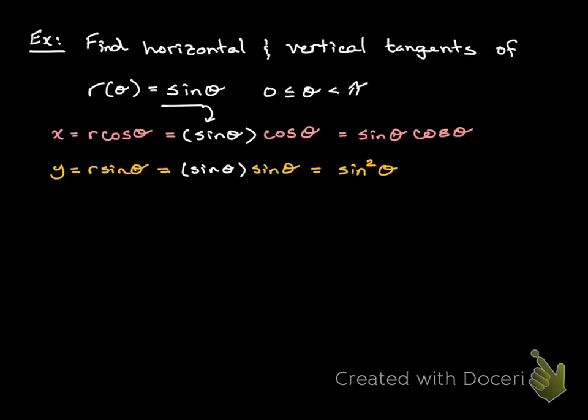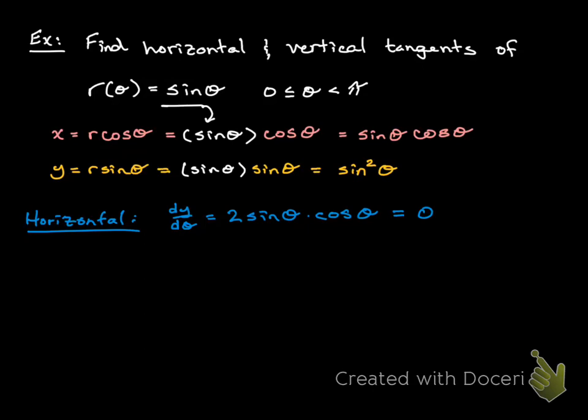Okay, so I'm going to look for horizontal and vertical tangents. Again, horizontal tangents we see when dy/dθ is 0. And I'm just going to go right ahead and take that derivative. So I have y as a function of theta, right? y equals sine squared of theta. So its derivative should be, I bring the 2 down, sine of theta stays the same, derivative of sine is cosine. Okay? There's my dy/dθ. I need to set that equal to 0 and solve.